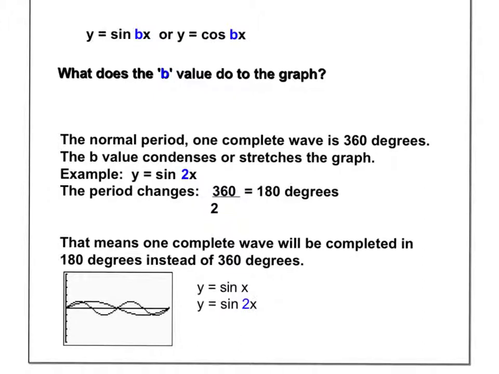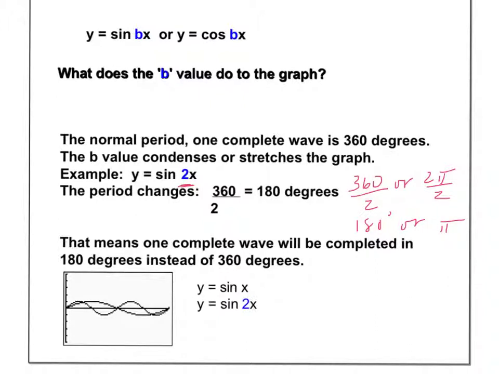The b value in front of the x is, again, the horizontal shrink or stretch, and it works opposite. So, for example, if you have sine 2x, that means you will get 2 curves in the normal period from 0 to 2 pi. So what we do is we take 360 degrees, or 2 pi, and we divide by 2 because that's the number in front of x, which means the period is 180 degrees or pi.